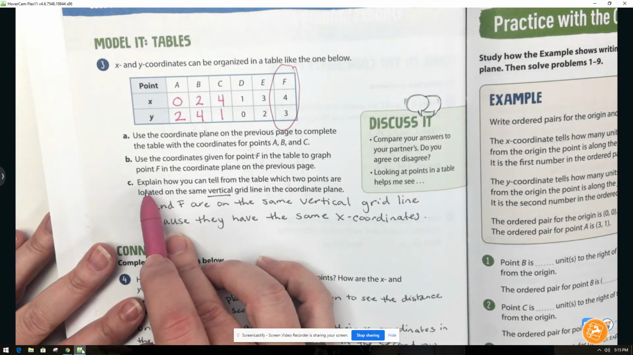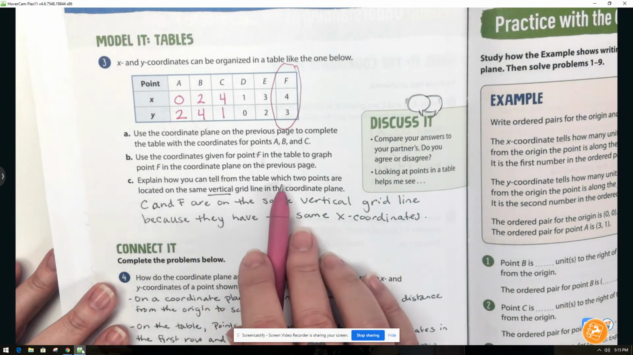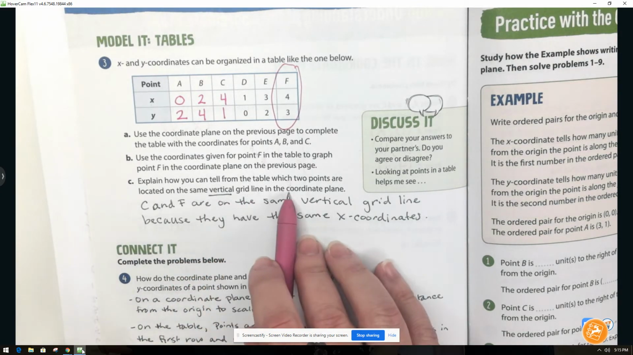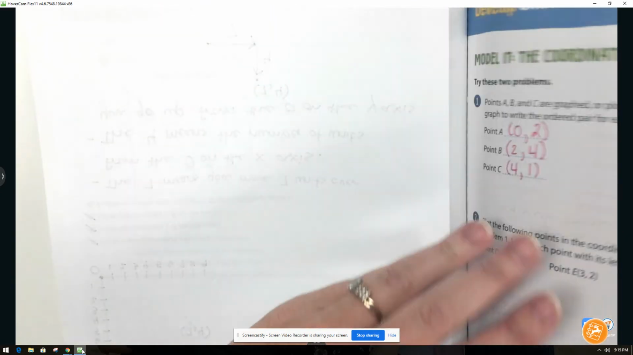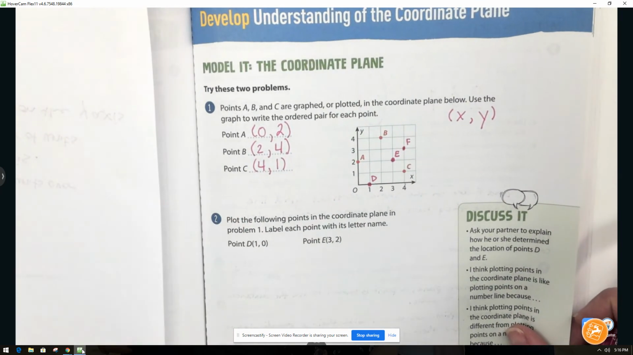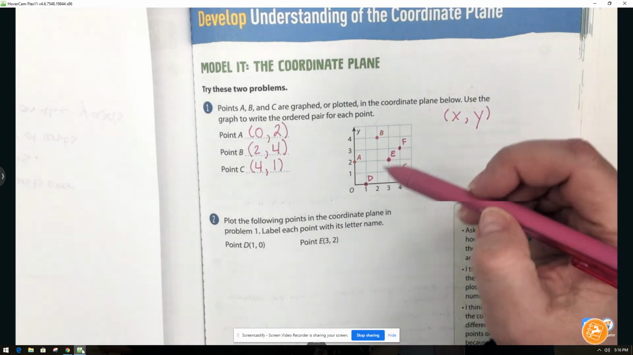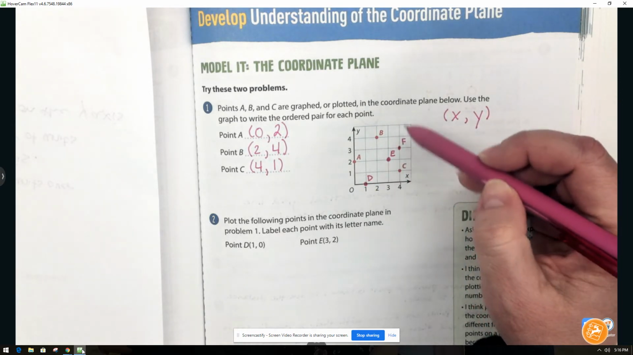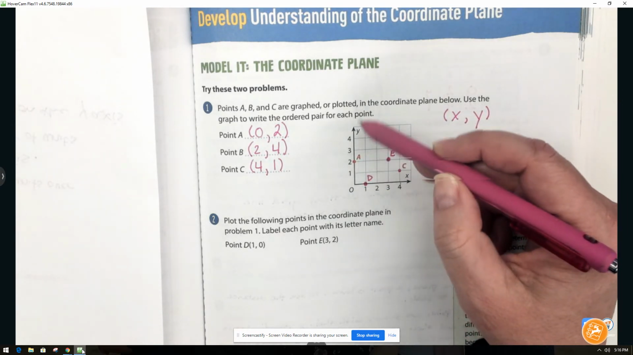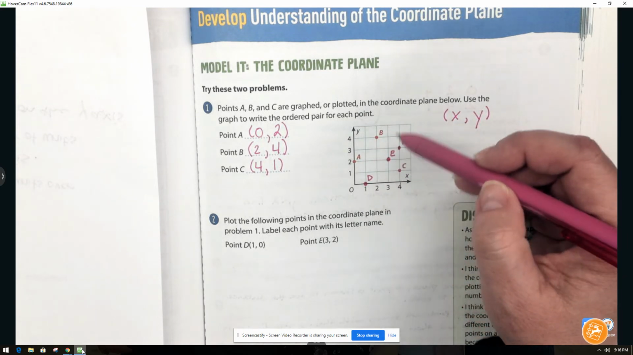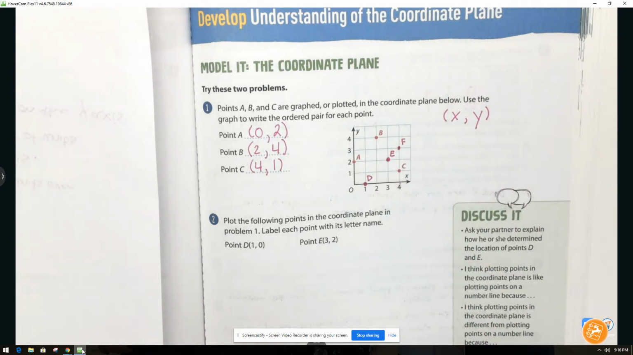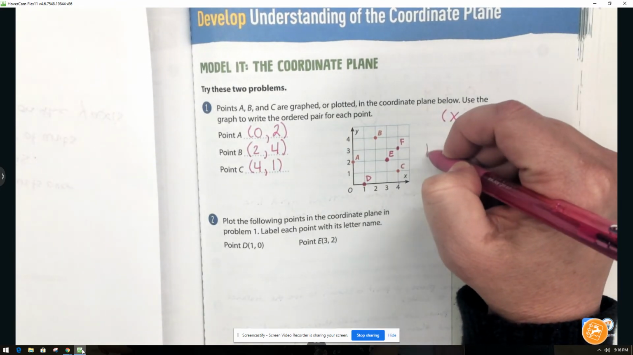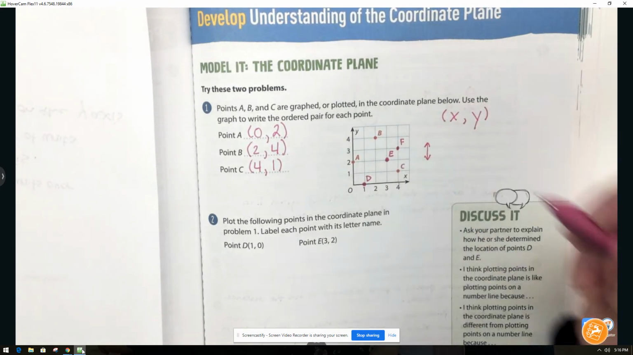Now, for part C, it says explain how you can tell from the table which 2 points are located on the same vertical grid line in the coordinate plane. So when we're talking about the same vertical grid line, that means if we're looking at all these grid lines that go up and down, which 2 points are on the same vertical grid line, meaning there's 2 values that are both on the same line that goes up and down. Which 2 points is that?